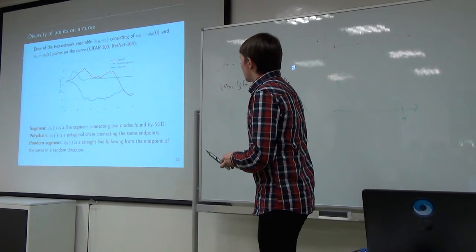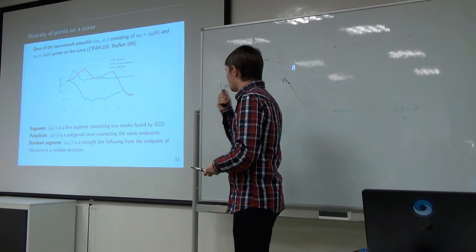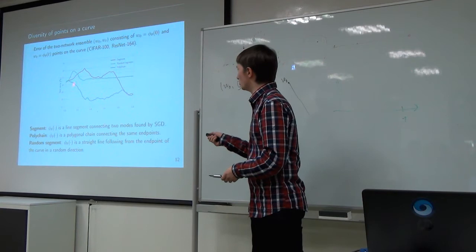So we make the ensemble worse, and at some point the random direction makes a random guess, and the error of the ensemble is roughly equal to the error of W0.